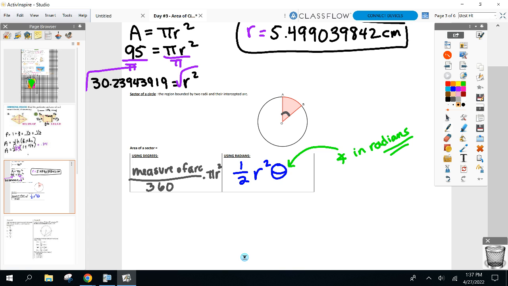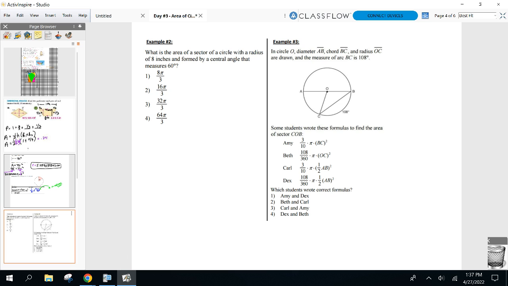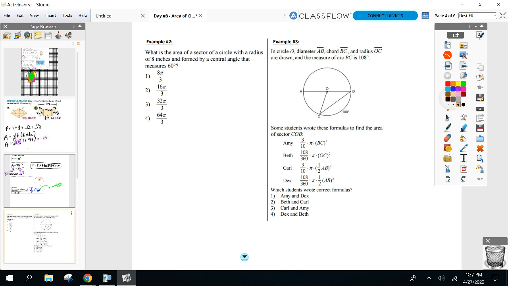All good? Ready to get some practice here? Every single problem we do on this next page is all Regents problems. All right? You'll see more and more of old Regents questions. These are old Regents questions here using sectors. All right, go ahead, read through and we'll talk.